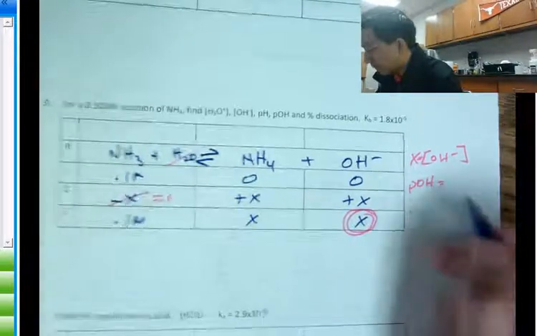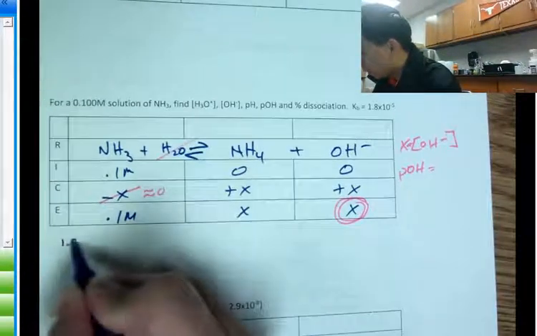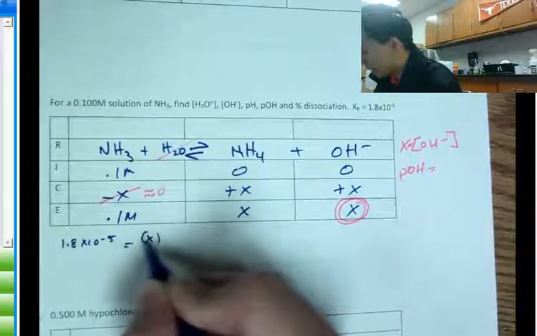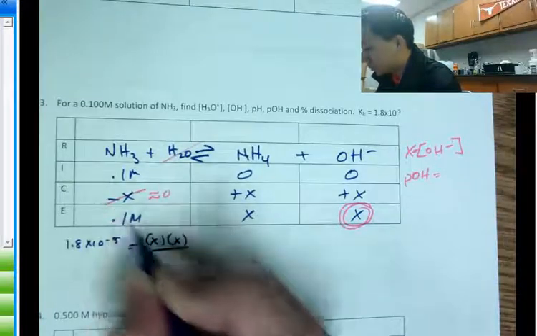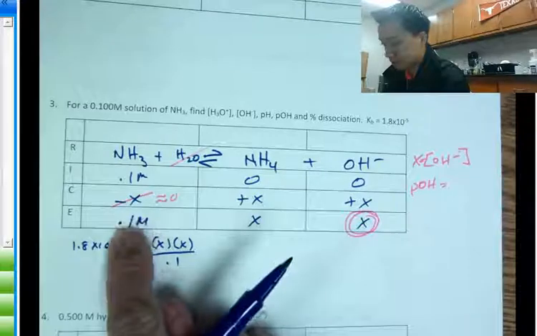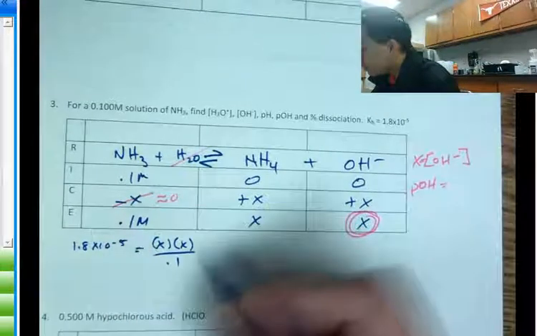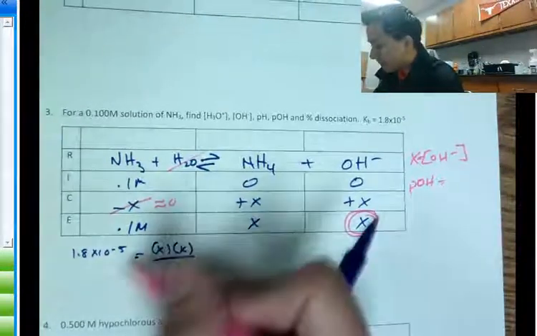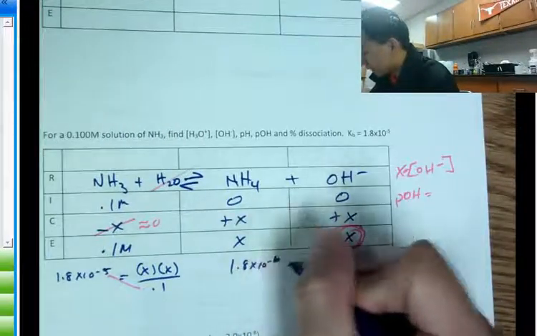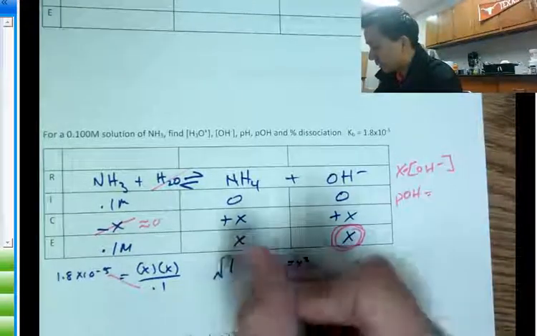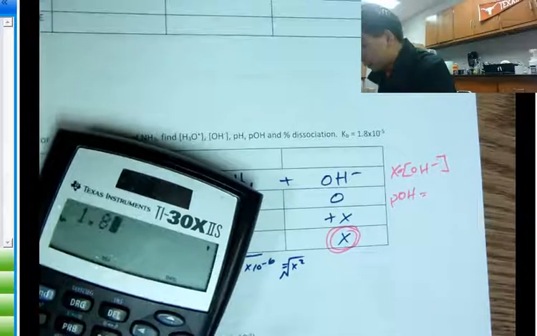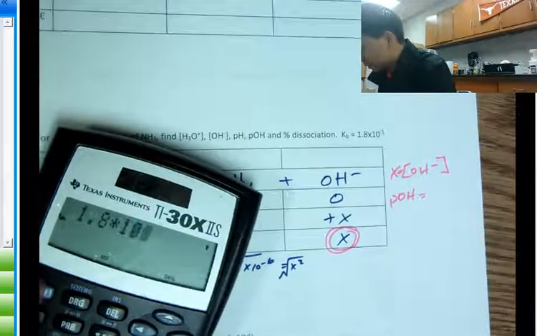Okay, so I'm going to work through this. 1.8 times 10 to the negative 5 equals X times X over the initial, which is 0.1. Product over the initial. Okay? I cross multiply this way. 1.8 times 10 to the negative 6 is equal to X squared. Take the square root of both sides. 1.8 times 10 to the negative 6.